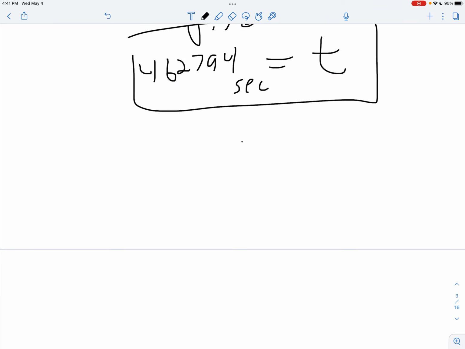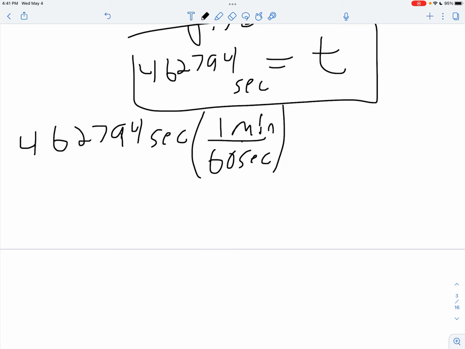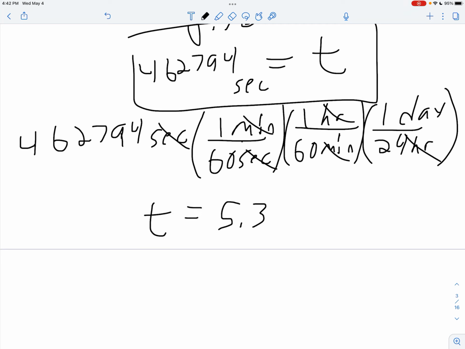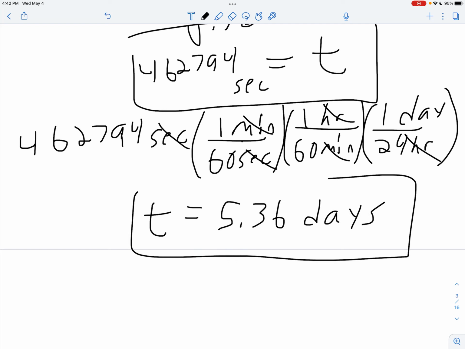So my last and final step, I'm going to have 462794 seconds. And I'm going to put 60 seconds in 1 minute. And when I do that, the seconds cancel. That's with minutes. But I don't want minutes. So I'm going to put 60 minutes in 1 hour. And then the minutes cancel. And I'm left with hours. And I'm going to do one more. 24 hours in 1 day. And then the hours cancel. I'm left with days. So I'm going to take my seconds, divide it by 60, and then 60 and 24, and I'm left with a time of 5.36 days. And that is my final answer.